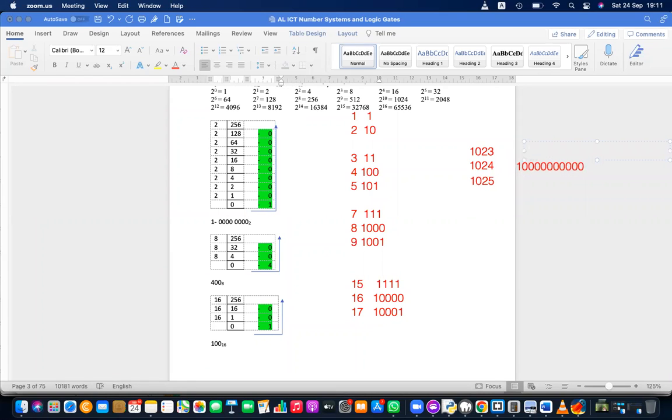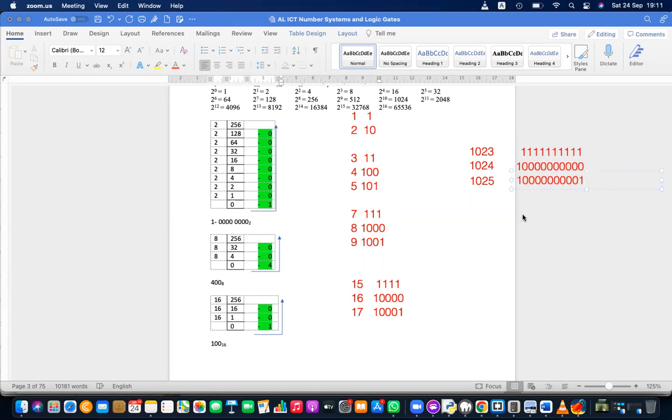1023 is 1 2 3 4 5 6 7 8 9 10, ten ones. Then 1025 is 1 1 2 3 4 5 6 7 8 9 10.